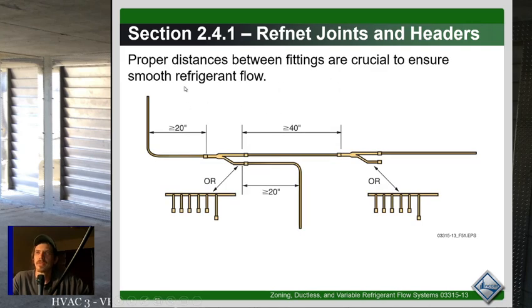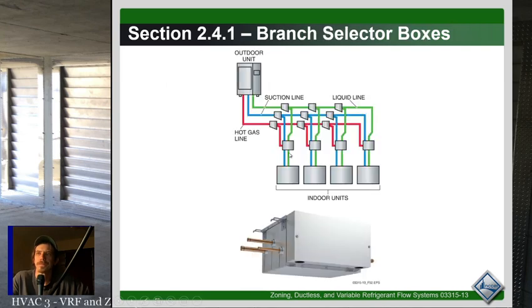Proper distances between fittings are crucial. We talked about that. At least 20 inches. Again, our rule of thumb is usually 2 feet. Between branches or the branch selectors, our rule is usually 4 feet. At least 20 inches after a branch connector before a turn. All of these are to A, minimize noise as the refrigerant is flowing through the system, and B, to provide good airflow, good refrigerant flow between these branches. You don't want these lines to be splitting and turning a lot in short distances because the turbulence could cause the refrigerant to have trouble traveling where you want it to.